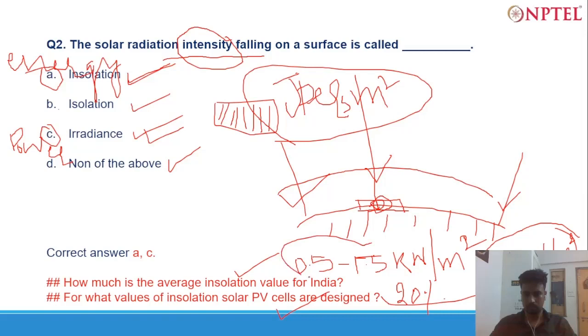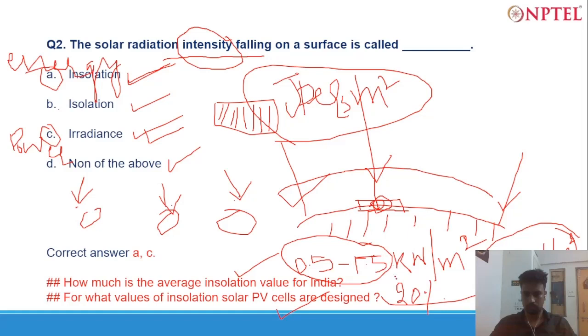Why is it a range? Because not all the parts of India receive a particular solar irradiance. Like Ladakh receives some other value, Madhya Pradesh receives some other value, Tamil Nadu receives some other value, Kerala receives some other value. So on an average, we can say the range is between 0.5 to 1.5 kilowatt per meter square. This is how much radiation is received by India.